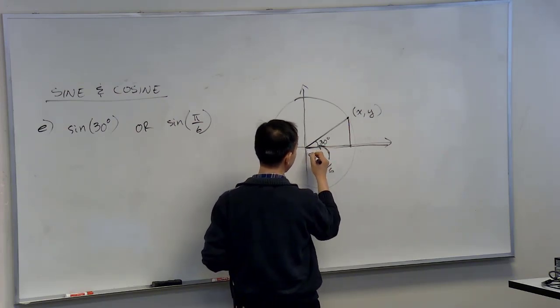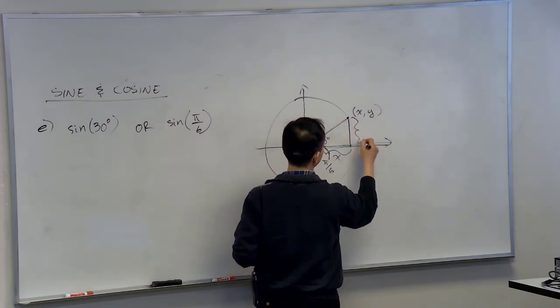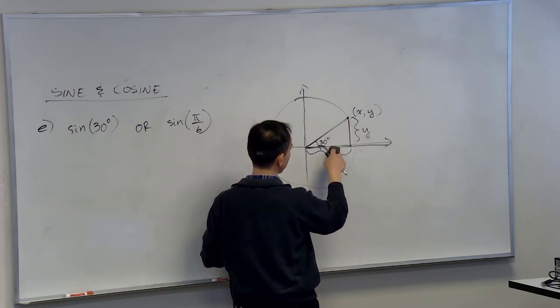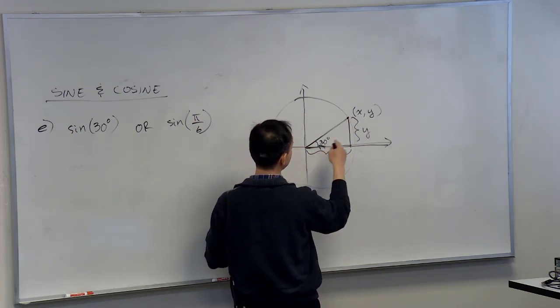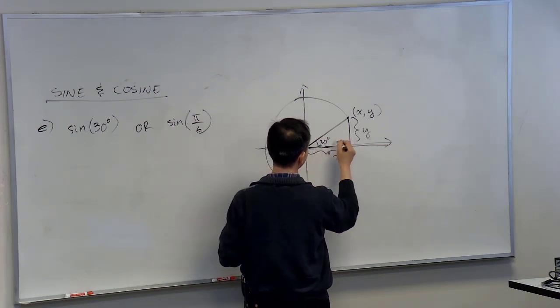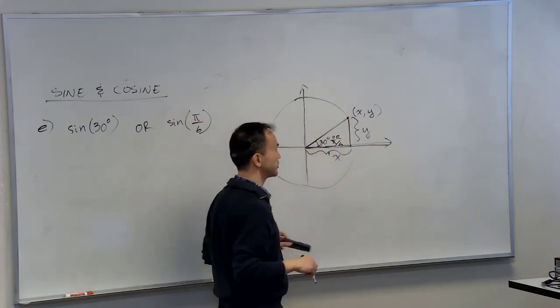This distance right here, that's what we call x, and this one right here is y. I just realized I had to label my pi over 6 a little awkwardly. So 30 degrees angle, or pi over 6. That's how I'm seeing it.